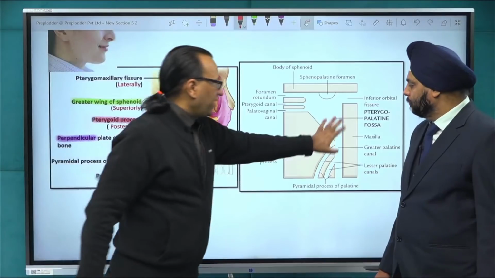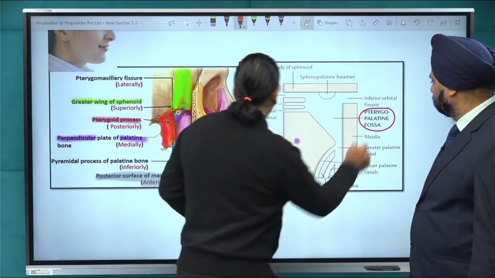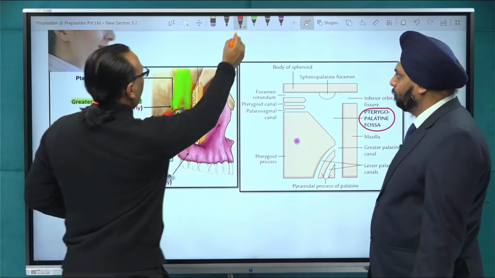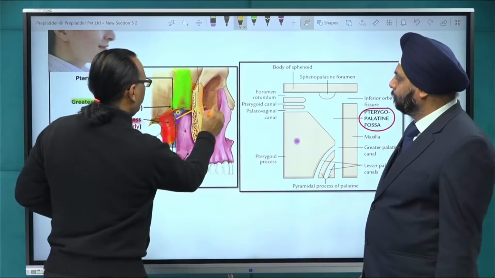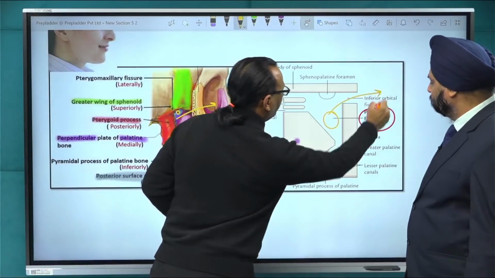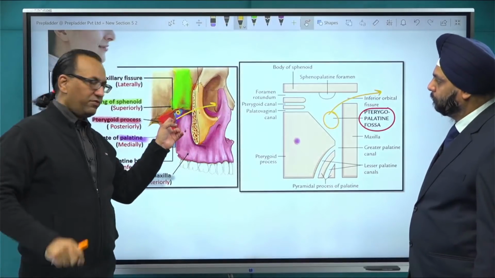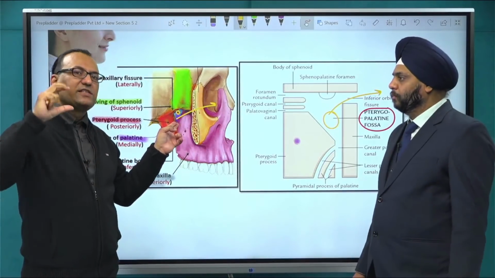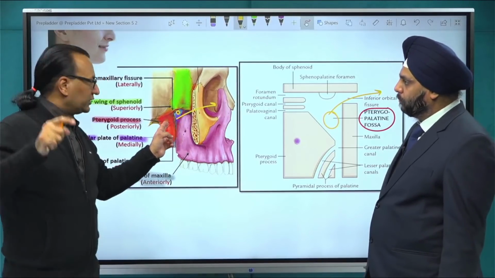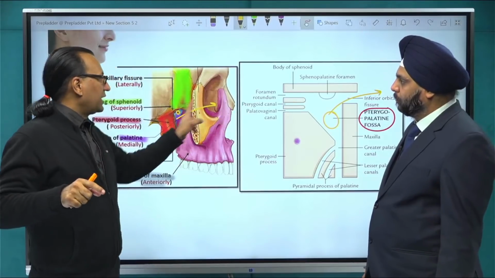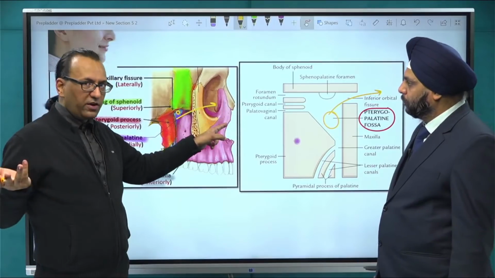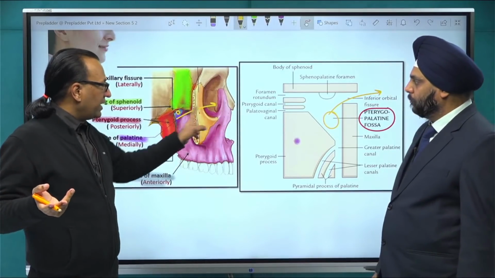The pterygopalatine fossa. This is the fossa. From here, you can enter the orbit, and as you enter the orbit, you use the inferior orbital fissure. Actually, you have the maxillary nerve and maxillary artery in the pterygopalatine fossa. The maxillary nerve enters the orbit and continues as the infraorbital nerve, at the floor of the orbit. Via which fissure? Inferior orbital fissure.